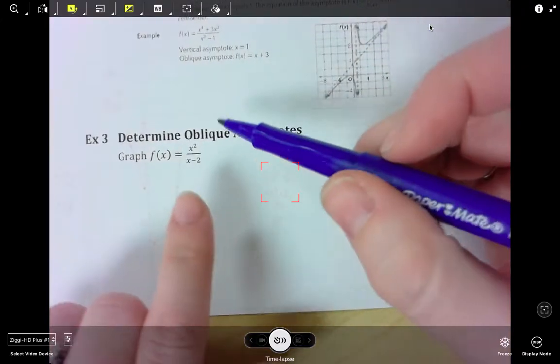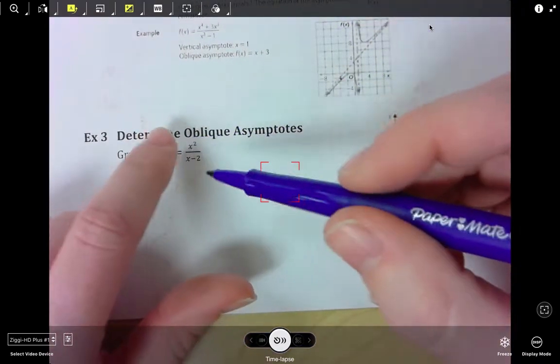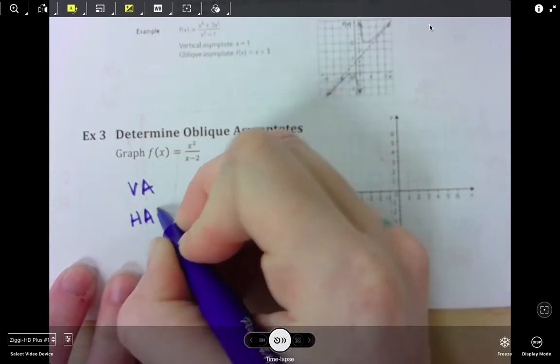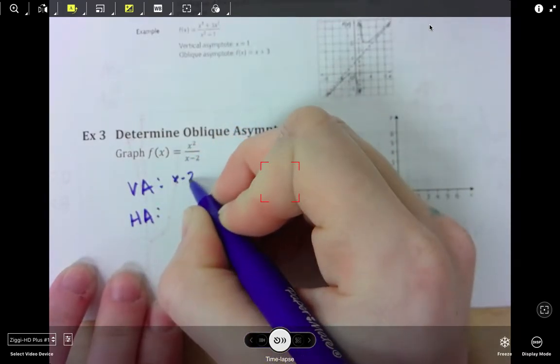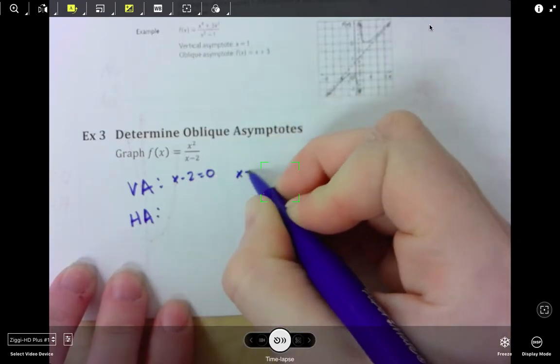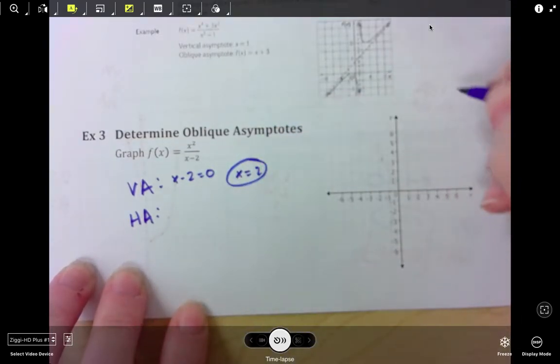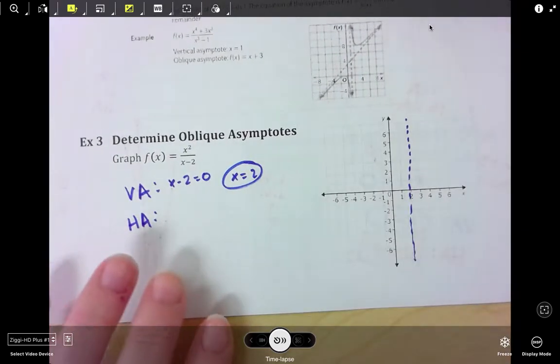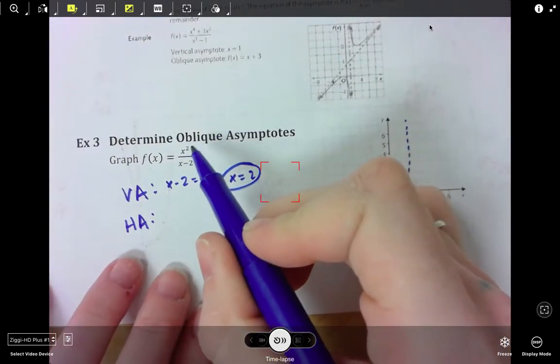Here's how you find the slant asymptote using the equation. Okay. If I would go and do the VA and the HA on here, to find the VA, I set x minus 2 equal to 0. So x would be equal to 2. Okay. And I go over to 2, and I'm going to put my vertical line up and down at 2. There he is. Okay, but my HA, I look at n and m.